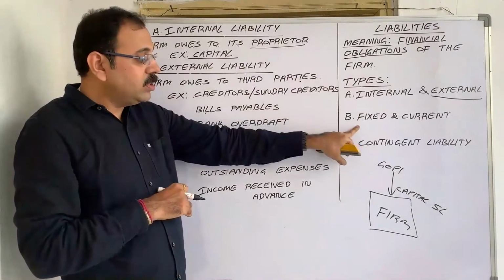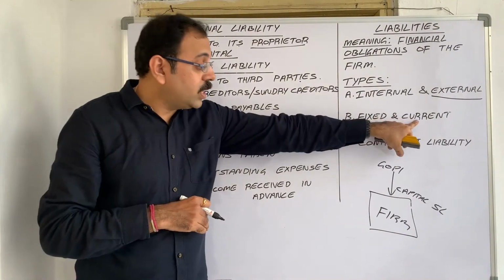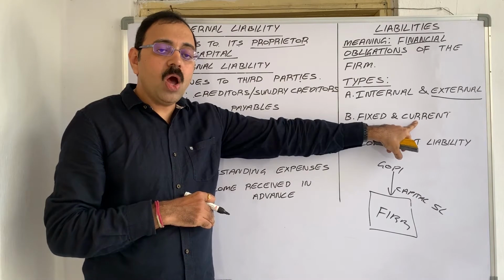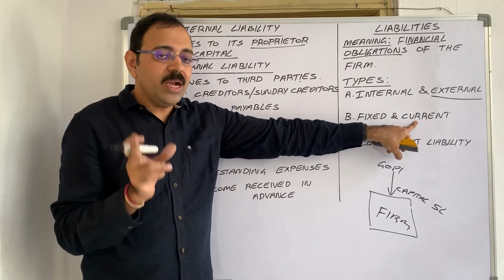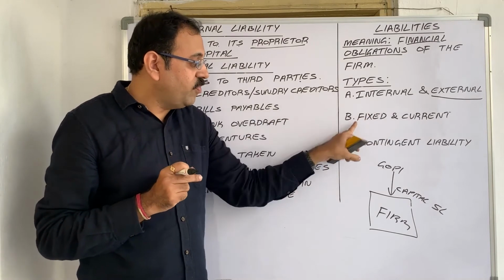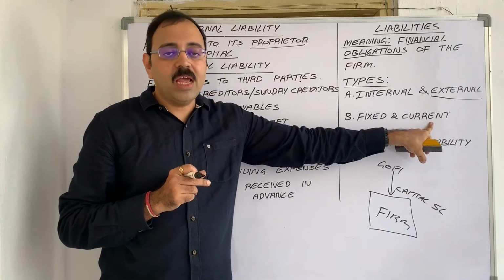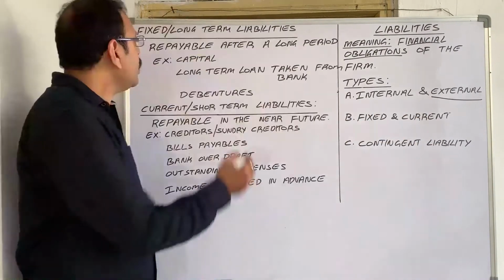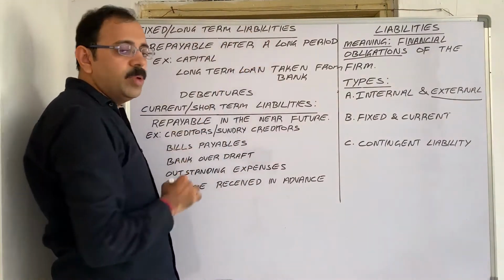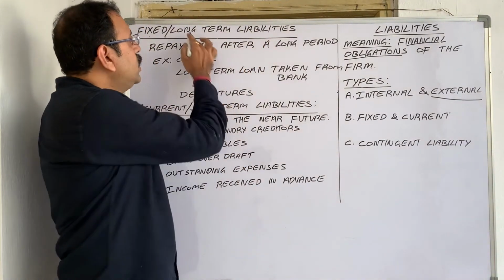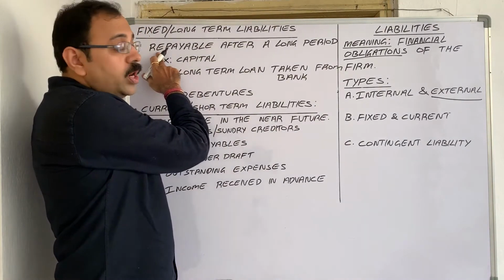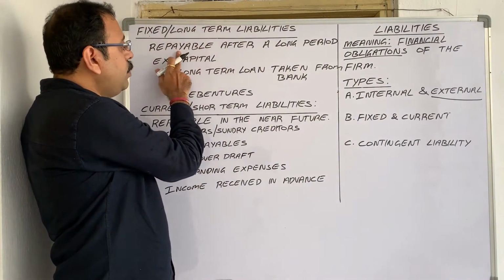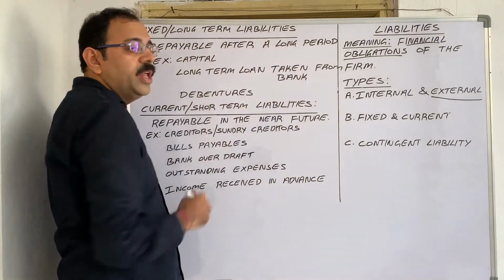Now the next base is time, based on for how long you are taking the liability. Liability is divided into two types, fixed liability and current liability. Let us see about them. Fixed liabilities, also known as long-term liability, means what? This liability is repayable after a long period.